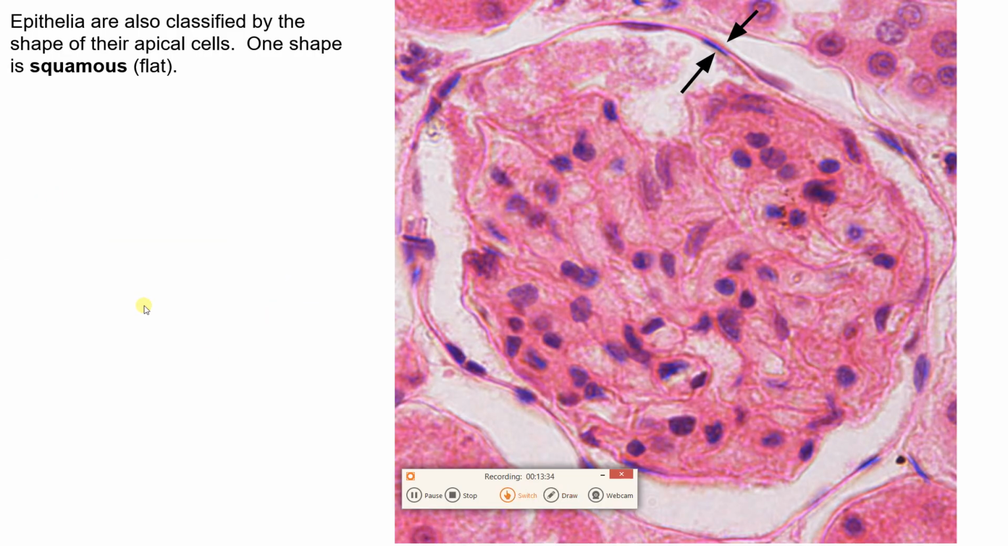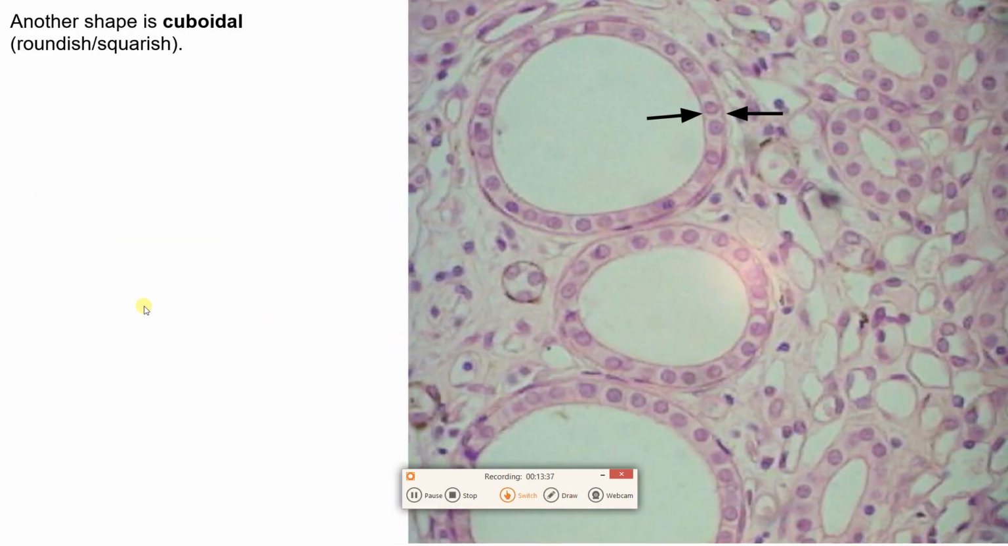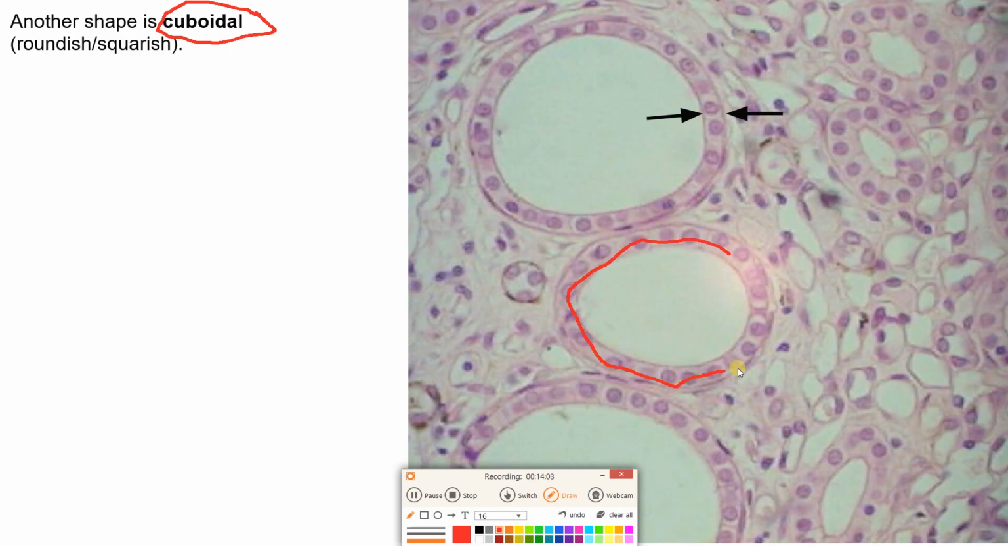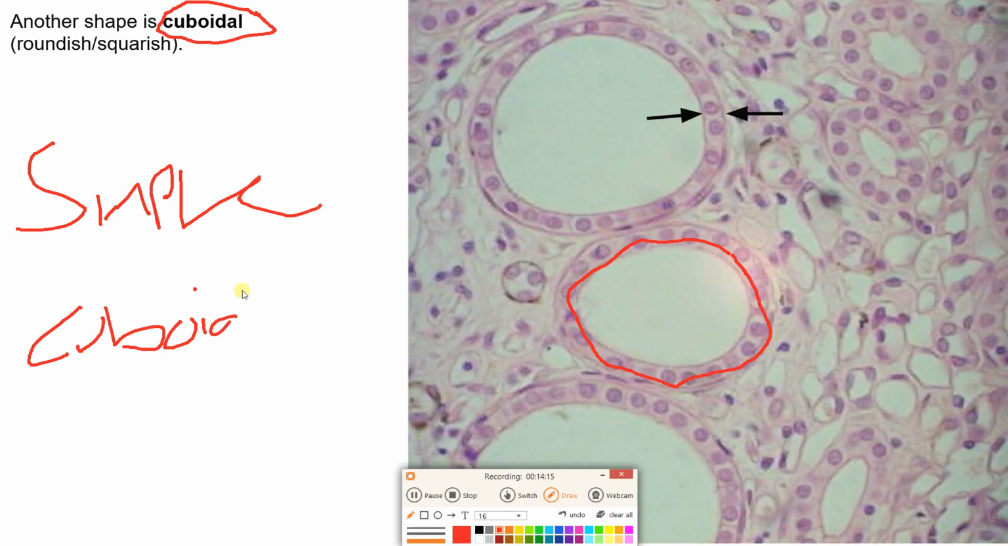Okay, another shape we've got is cuboidal. Cuboidal cells are roundish or squarish, and what I like to do is I like to look at the nuclei. Look at that nucleus right there, look at that nucleus, look at that nucleus. All these nuclei are basically circles. If the nuclei are circles, it is going to be cuboidal. And again, notice I have a ring of cells here. It is a single ring with round nuclei. So that is going to be a simple, because it's a single row, simple what? Simple cuboidal epithelium.